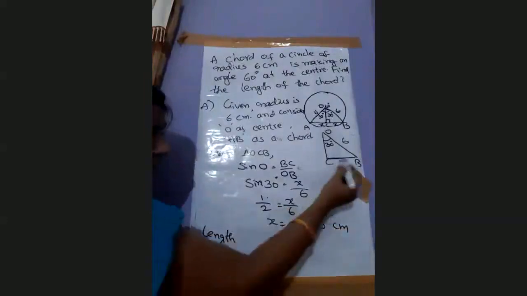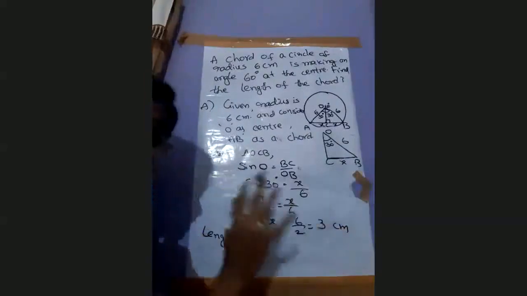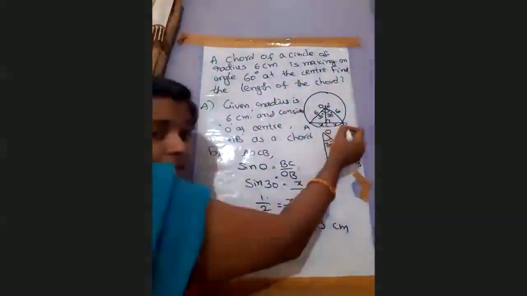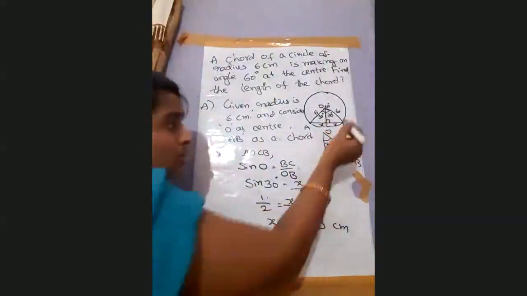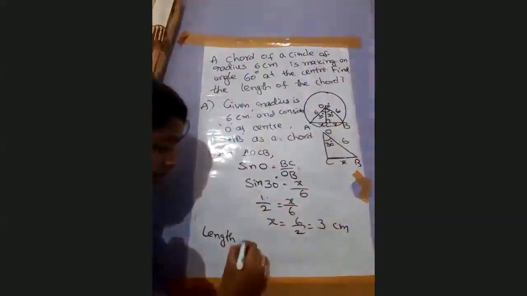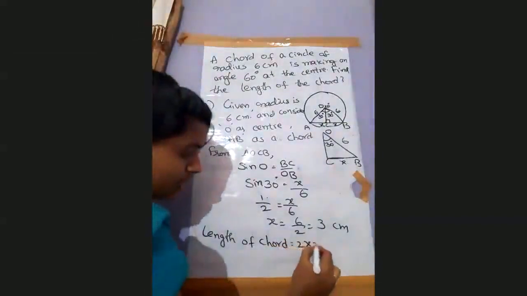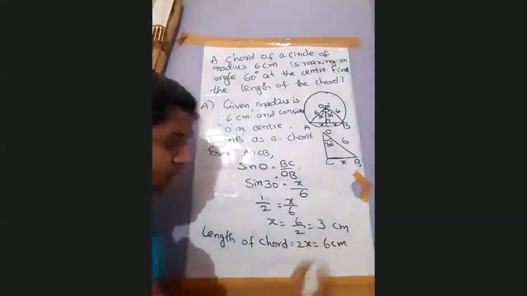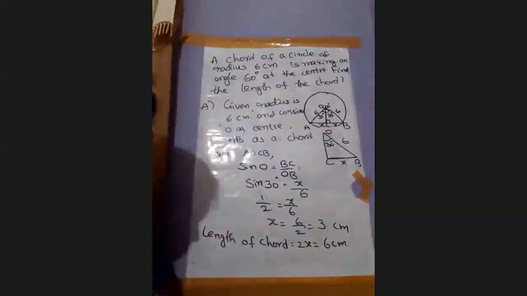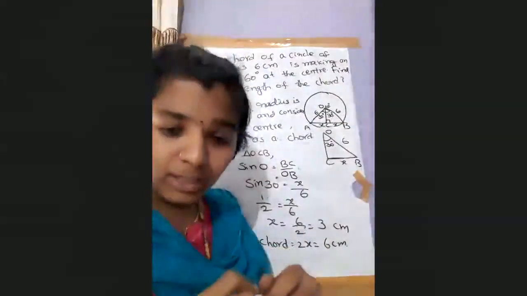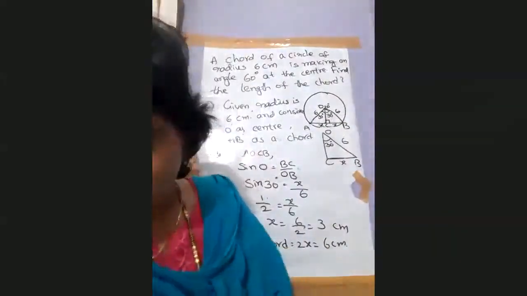Then the length of the chord. Is BC the length of the chord? BC is not the length of the chord now. AB is the length of the chord. How can we get it? We have the x value here, so the length of the chord is 2x, that is equal to 6 cm. So that is the process to find the length of the chord. This is the example problem for you.